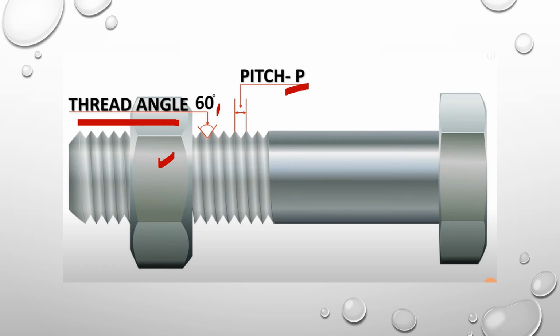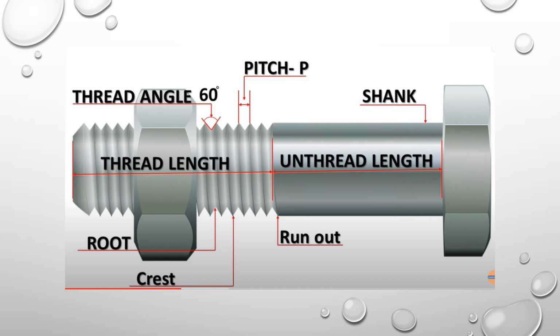And pitch, as I explained to you in previous slides. So here it is thread angle, it is pitch. Shank is where the threading was not done, the unthreaded length. Threaded length is where the threading was done. Root, the inner portion of the thread, is called root. Crest is the top portion of the thread. And run out is the last line where the threading was done.